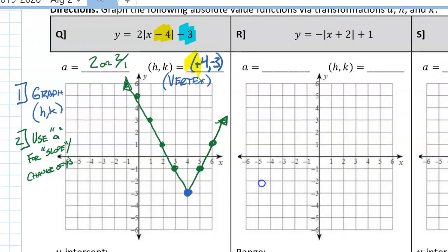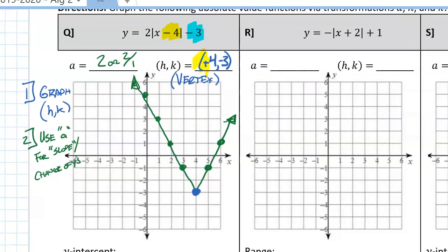Okay, let's take a look at R here. Identifying HK first, and graphing, our HK is at -2, +1. So from there, once I've graphed my vertex, I'm going to use this idea of slope for the A value, which in this case is -1. Now the A value here is 1, but the negative we're going to tack with it, meaning that it should be a reflection down. So for my slope, I'm going to go down 1 over 1.